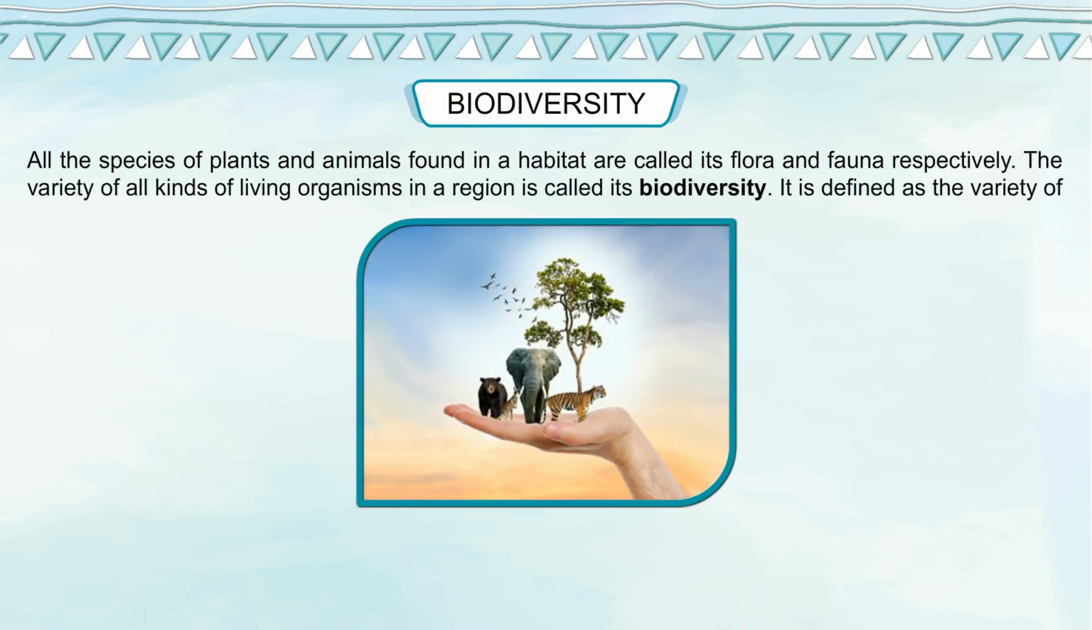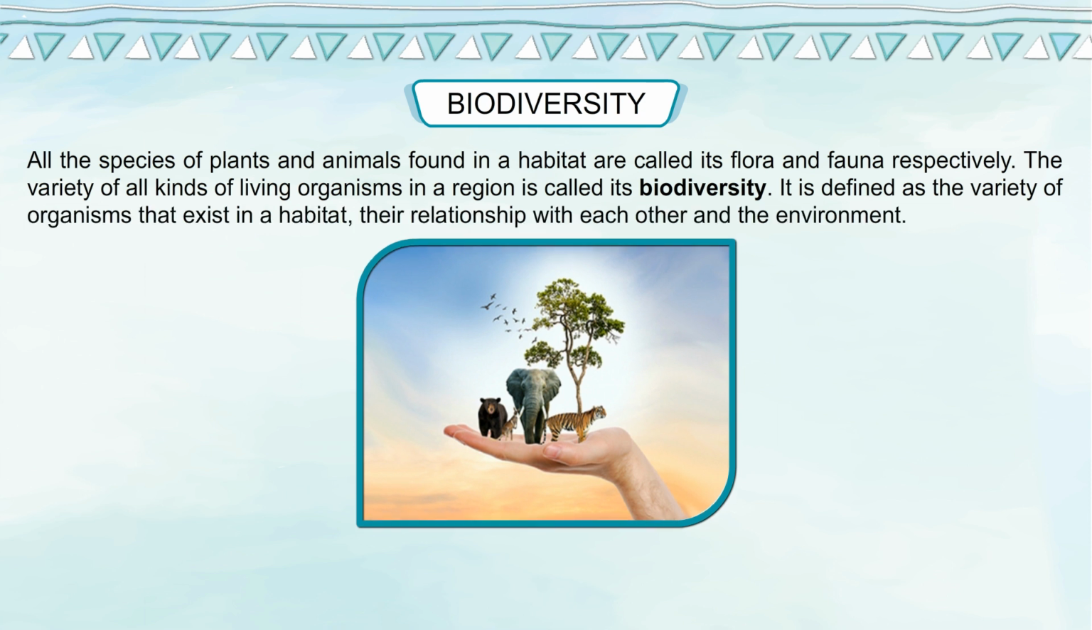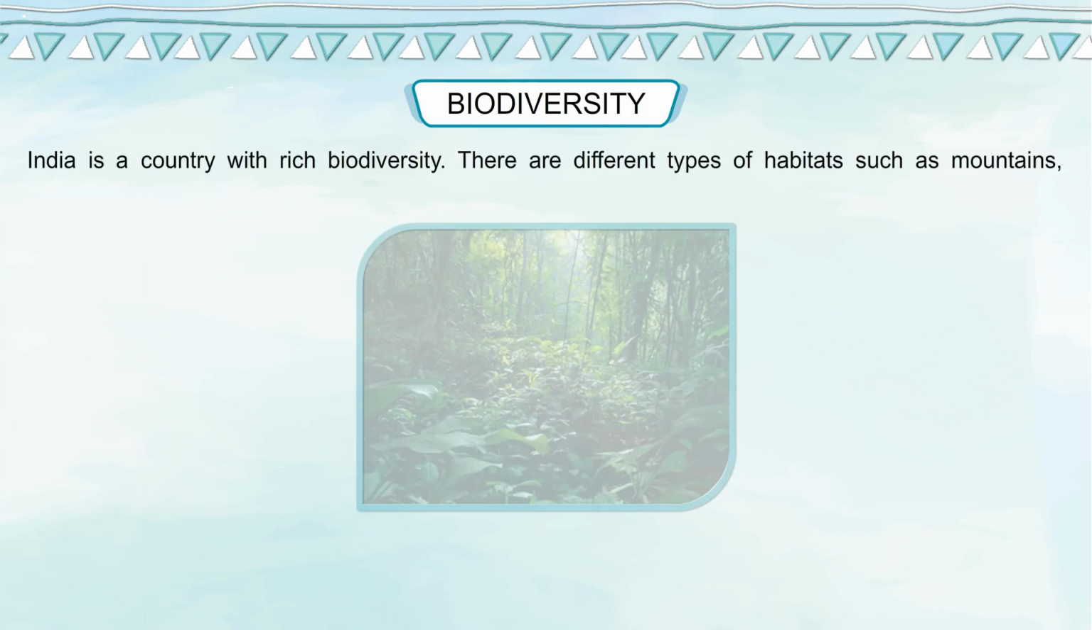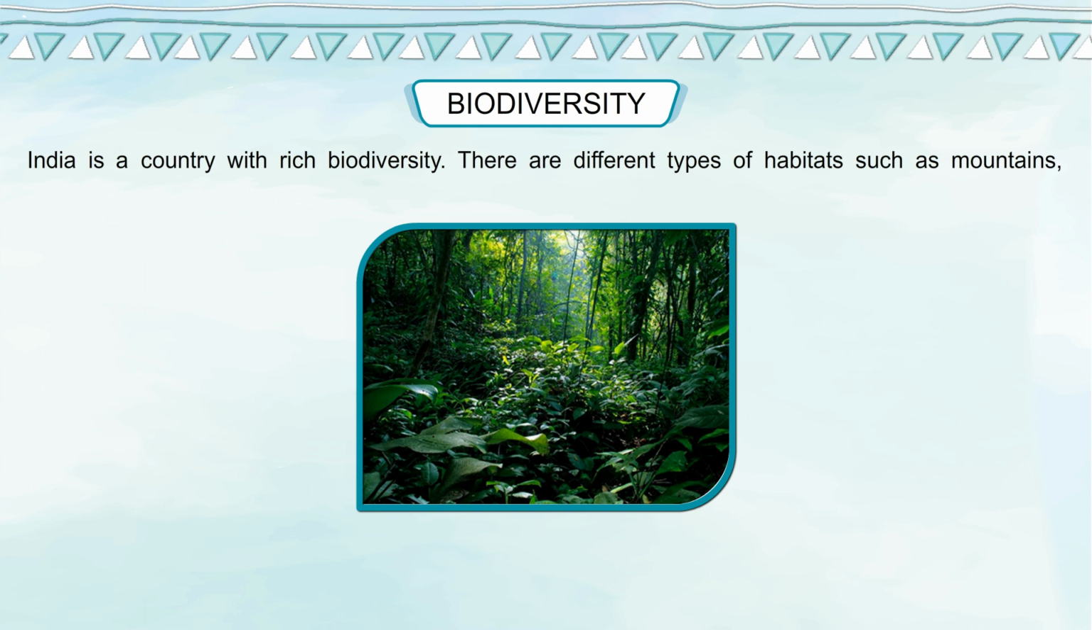The variety of all kinds of living organisms in a region is called its biodiversity. It is defined as the variety of organisms that exist in a habitat, their relationship with each other and the environment. Biodiversity of a region, along with the abiotic components like air, water, soil, and sunlight, etc., together make its ecosystem. India is a country with rich biodiversity.